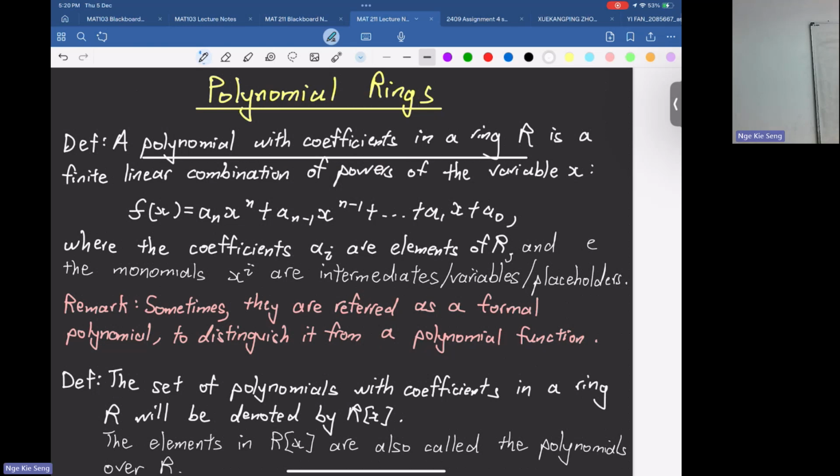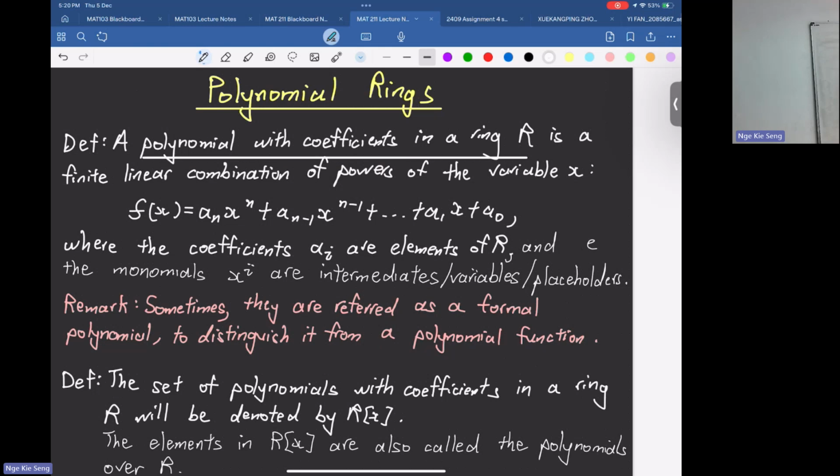So in our case, we just study finite linear combinations. If it is infinite, we have different names, right? If infinite, we call it what? Power series. Okay, formal power series. If infinite in two ways, we call it Laurent series. Okay, so we only study finite here.